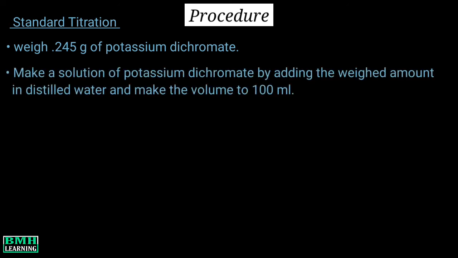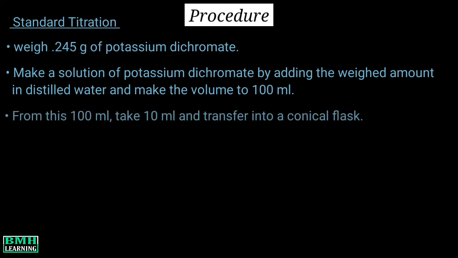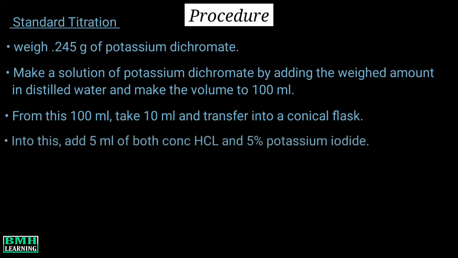Next is the standard titration. For this, we have to weigh 0.245 gram of potassium dichromate. Make a solution of potassium dichromate by adding the weighed amount in distilled water and make the volume to 100 ml. From this 100 ml, take 10 ml and transfer into a conical flask. Into this, add 5 ml of both concentrated HCl and 5% potassium iodide. Now, mix the contents of the reaction mixture.